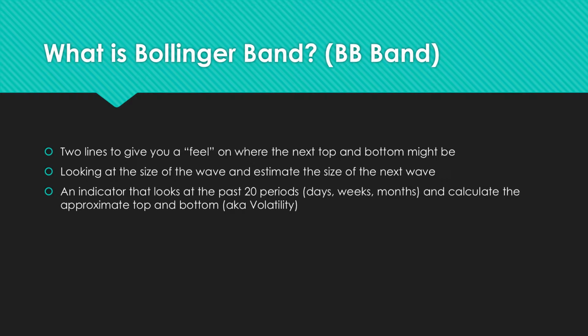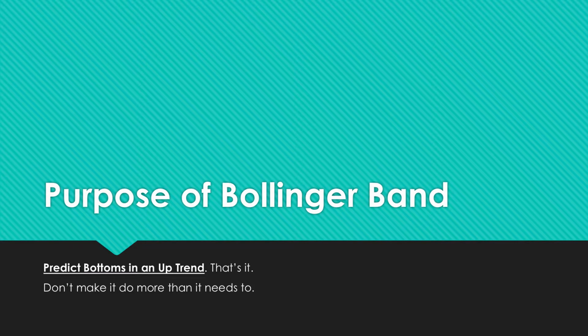So what is Bollinger Band? The simplest definition is 2 lines that give you a feel on where the next top and bottom might be. Bollinger Band looks at the previous wave or previous waves to estimate the size of the next wave. It is an indicator that looks at the past 20 periods, whether that is days, weeks, or months, and calculates the approximate top and bottom. In finance terms, it's called volatility. And Bollinger Band is also short for BB Band.